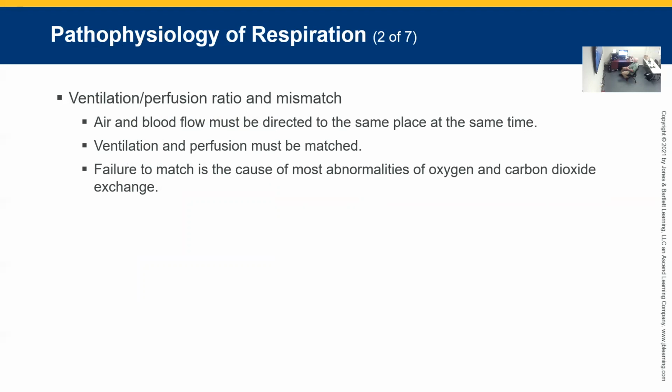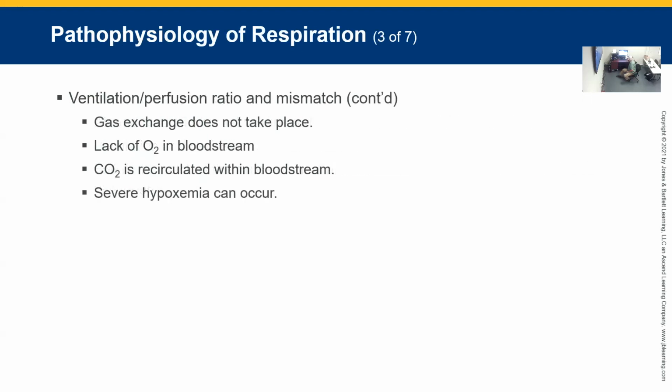All right, you'll see this phrase over and over again: ventilation perfusion mismatch. As you see here, air and blood must flow directed to the same place at the same time. So as long as there's enough ventilation, as long as there's enough blood, as long as the heart's working normally, then they'll be matched and there's no issue with it. Anyways, it says here failure to match causes all kinds of abnormalities. We'll talk a little bit about what some of those are in just a second.